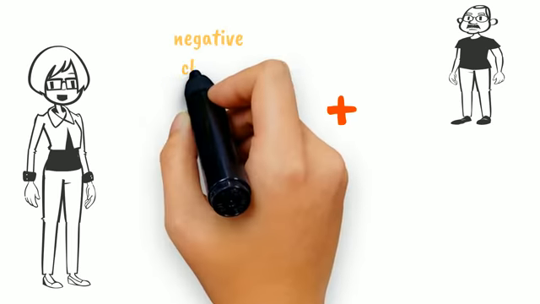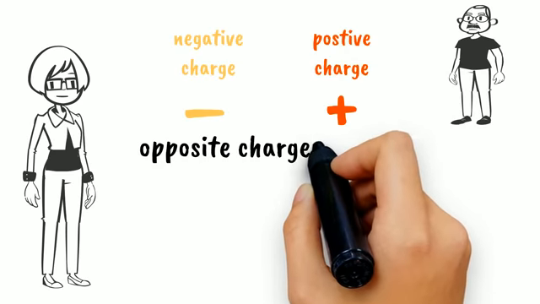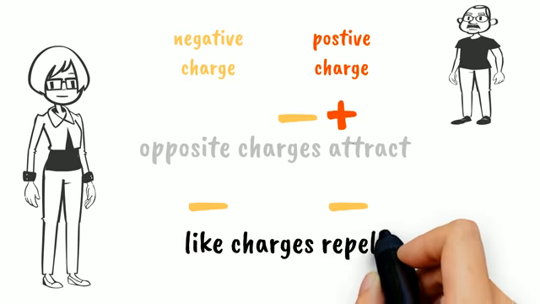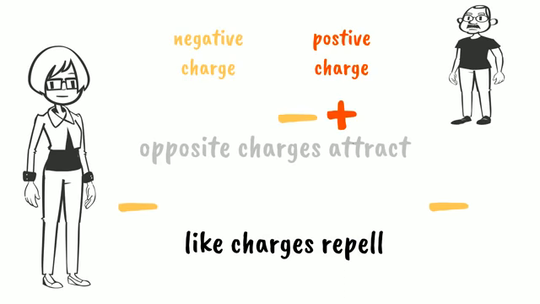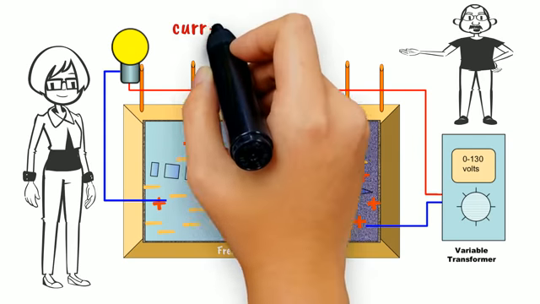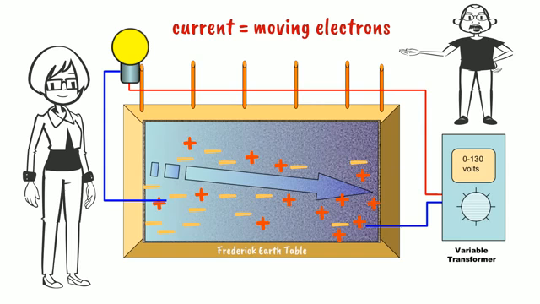As many of you may recall from high school physics, opposite charges attract, and like charges repel. The negatively charged electrons are moving along the soil and this creates a current. The definition of a current is moving electrons.